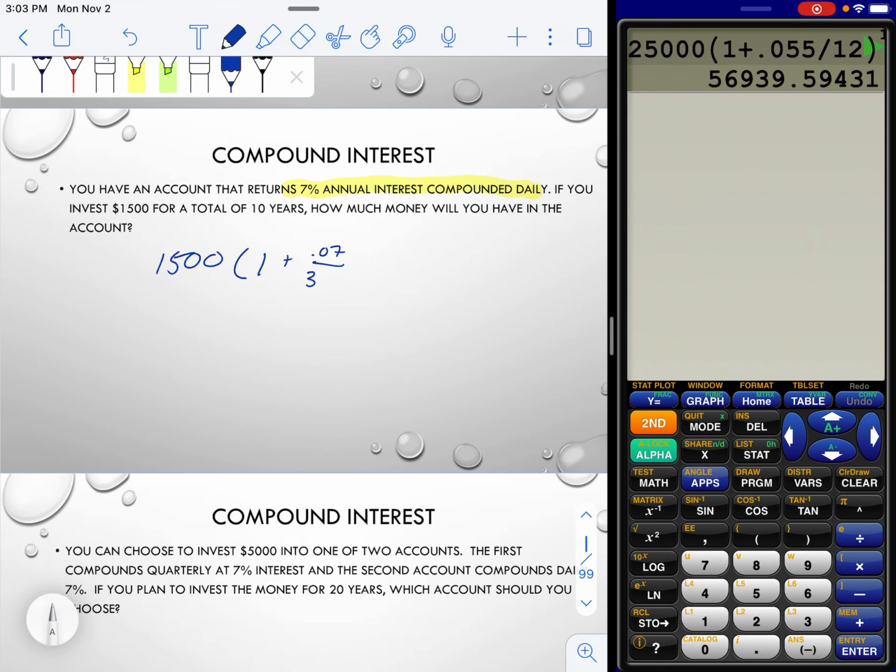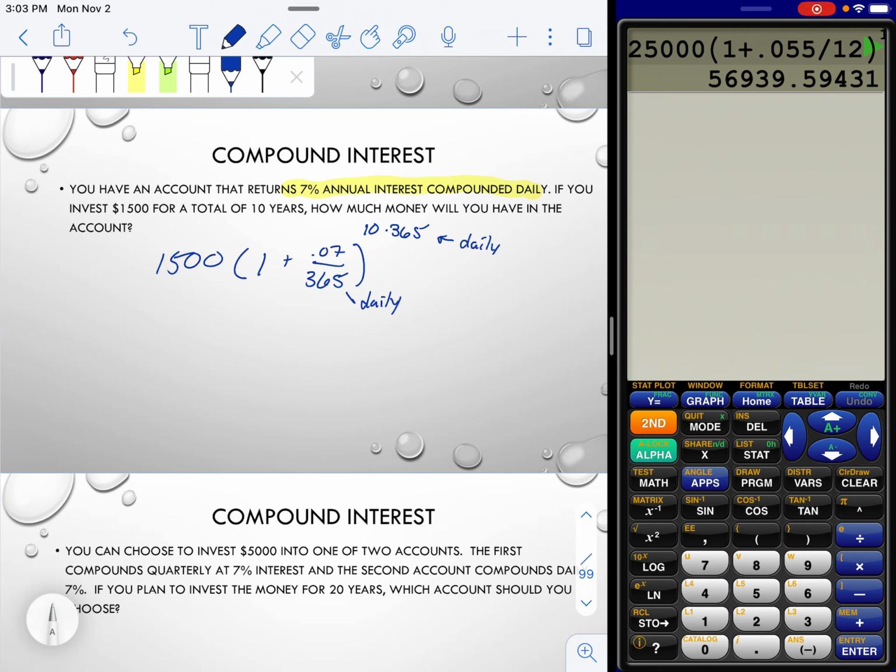Let's build it. 7% is 0.07. How many times a year? 365 times. So you don't get 7% each time. It's 7% throughout the year, so you get a small fraction of that percentage per day. Raised to 10 years times 365 days. Because this is daily, this has to be daily, which is why we're multiplying by 365.